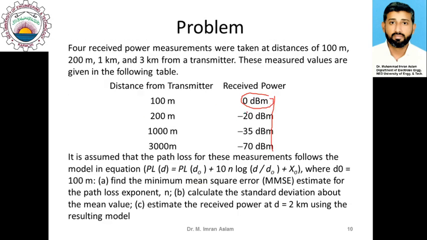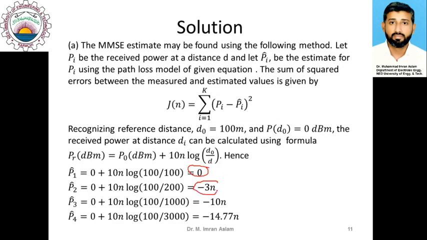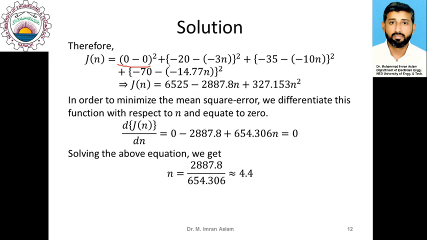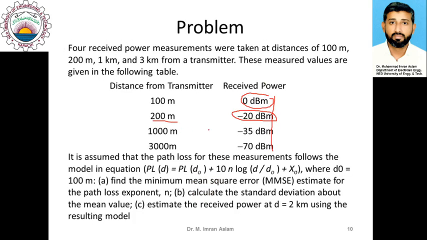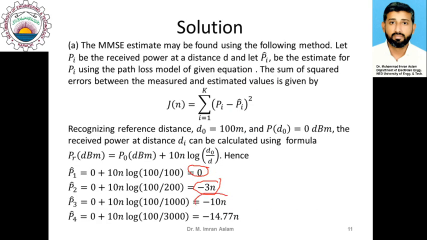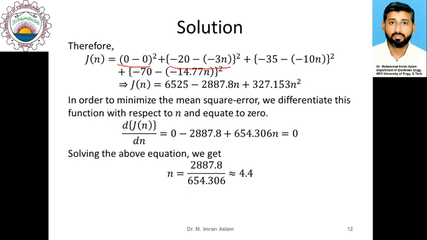Second term is difference between the second measured value. The second distance is 200 meters. The measured received power is minus 20, and the formula received power is minus 3n. So second difference is minus 20 minus of minus 3n. Similarly, third term would be the difference between third measured value, which is minus 35 dBm, and the formula value, which is minus 10n. So if you substitute here, this will be minus 35 minus of minus 10n whole squared.